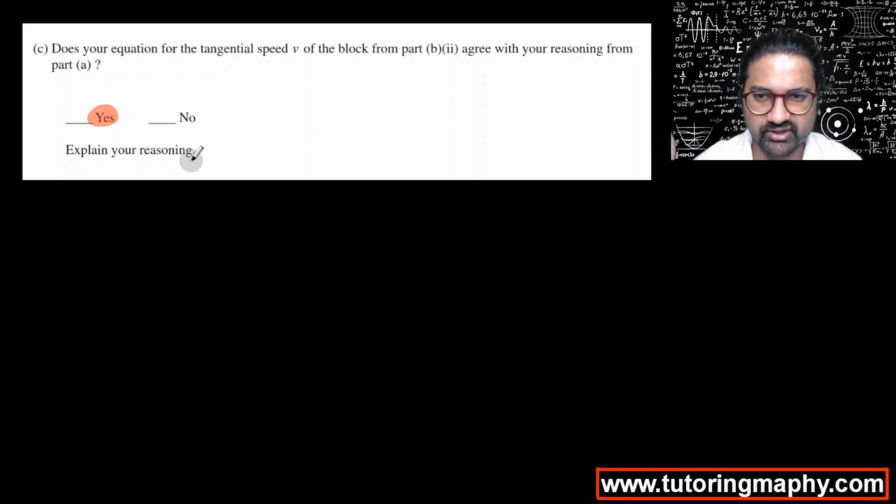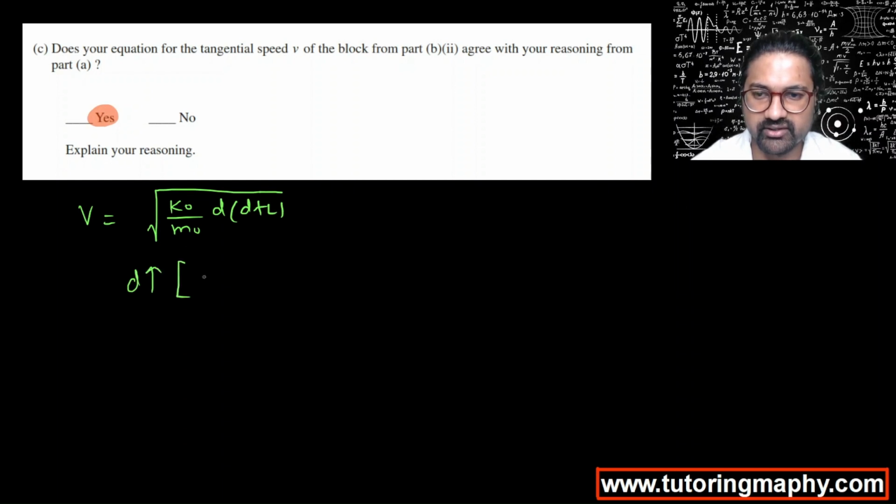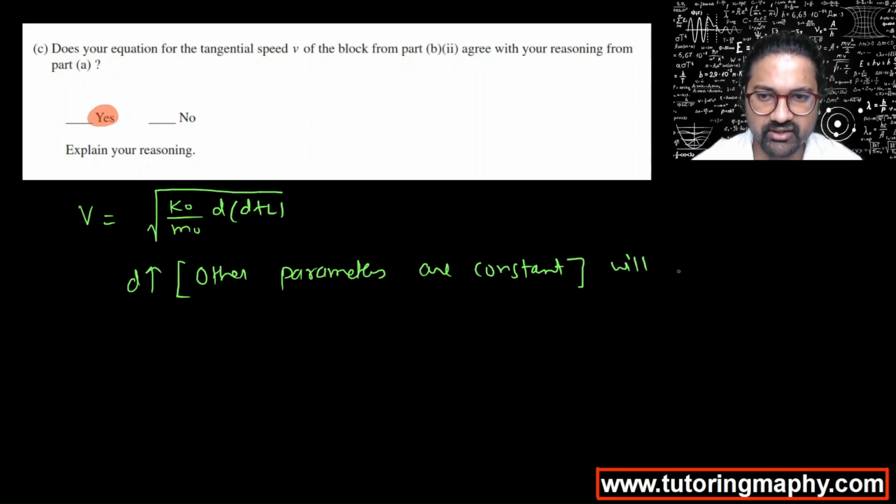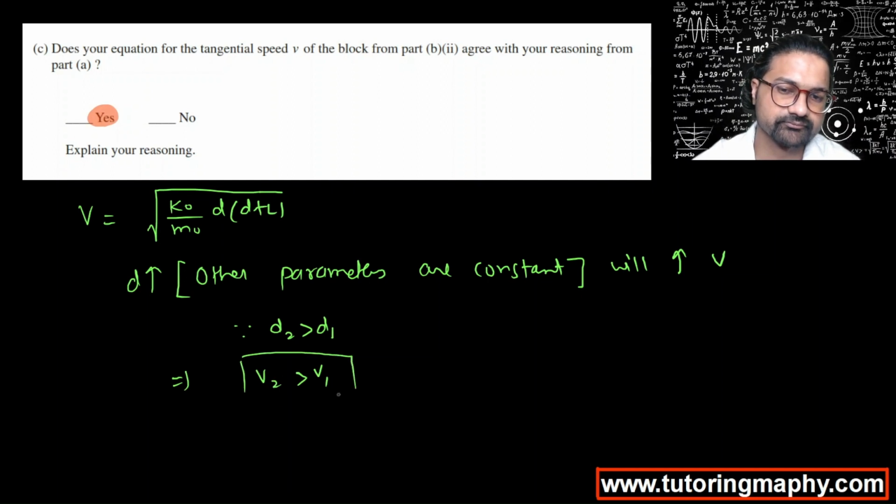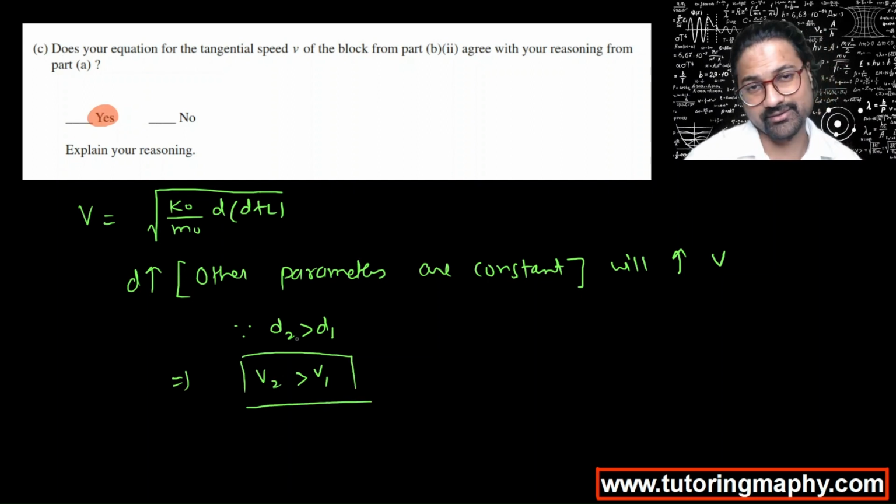interpretation earlier. So just explain your reasoning. I just explained that since velocity is equal to root of k naught over m naught times d times d plus l, increasing the value of d, since the other parameters are constant, will increase velocity. Since the value of d2 is greater than d1, this implies that v2 is greater than v1. Pretty straightforward. I hope this video makes sense.